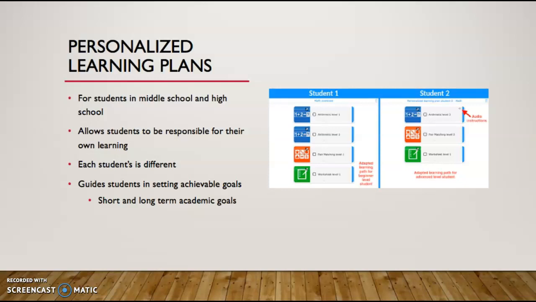So, at the high school level, when you have a personalized learning plan, some aspects that can go into it are if you want to take the college path or if you want to take the career path, and what courses you could take in high school that would best fit the career path or college path that you've chosen.